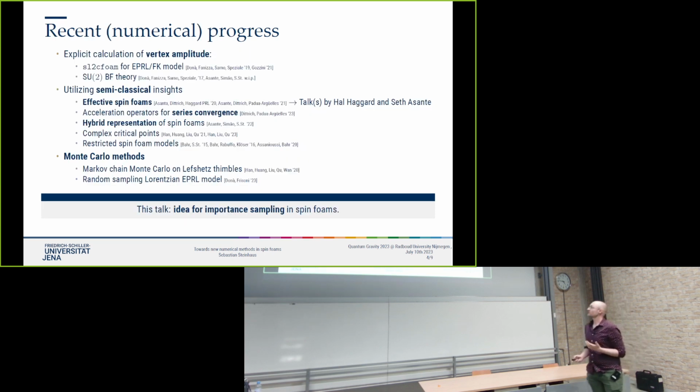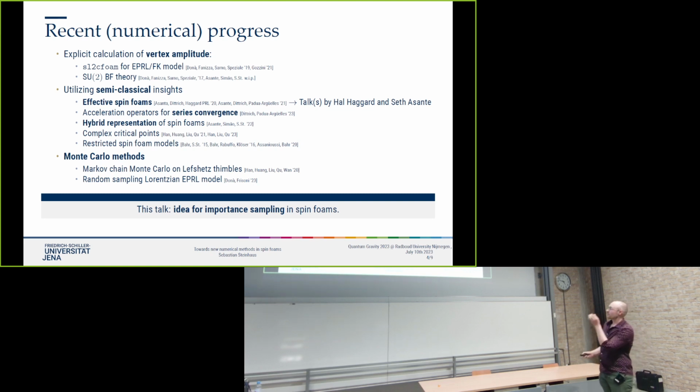Nevertheless, in recent years, there has been a lot of numerical progress. Addressing the first issue, I would particularly like to mention this SL2C foam package, which is there to compute the spinform amplitude, the vertex amplitude for the EPRL-FK model. And with my group in Jena, we are working on doing that for SU(2) BF theory for building larger triangulations. From a physical point of view, I think there has been a lot of insight learned from semi-classical analysis, where I particularly want to highlight the effective spinform models that probably Hal Haggard and Seth Asante will talk more about during this conference. And Bianca also mentioned these acceleration operators for series convergence, which address this first issue about the sum over representations.